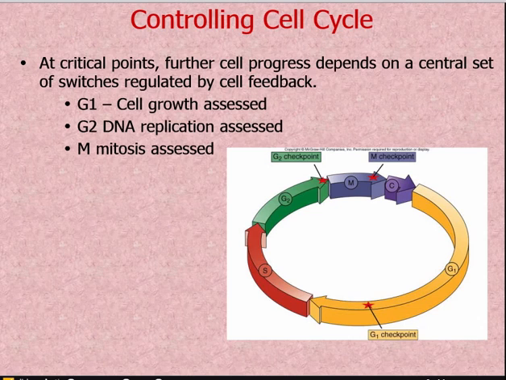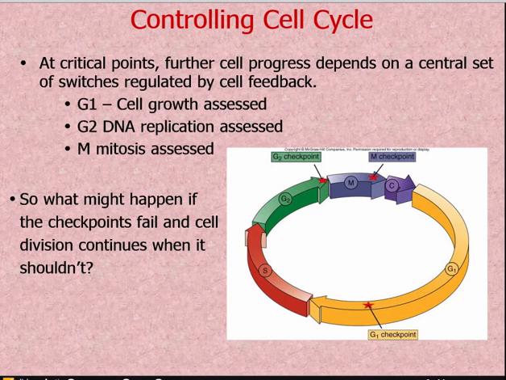And then again, in the M stage, there's a checkpoint where mitosis is assessed. Did the nucleus reform correctly, et cetera. If those checkpoints fail and cell division continues when it shouldn't, there's the possibility of cells dividing when they shouldn't, and that can lead to something like cancer.